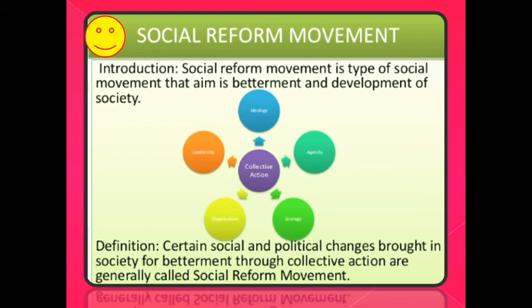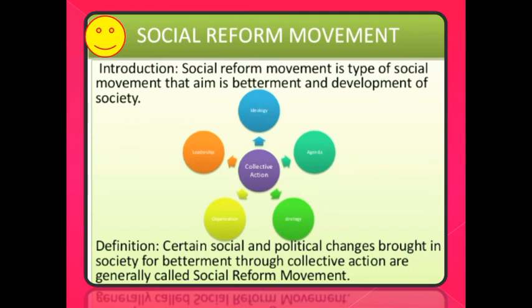Now, a political movement is a collective attempt by a group of people to change government policy or society with mainly political goals. Now, in the slide, you can see the social reform movement. It is a type of social movement whose aim is the betterment and development of society. Certain social and political changes brought in society for the betterment through collective action are generally called social reform movement.